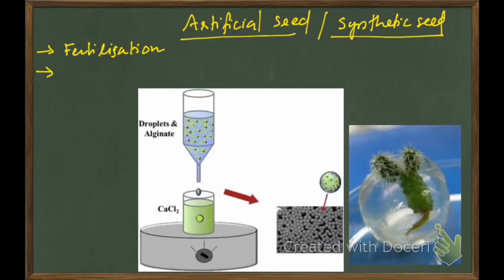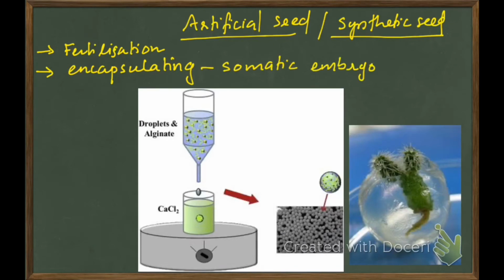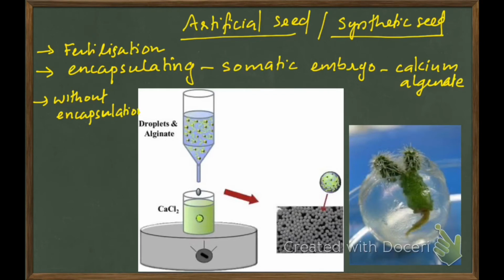Let us see how they are produced. They are produced by encapsulating somatic embryos. You know somatic embryos. We can encapsulate somatic embryos in calcium alginate. Even you can use them without encapsulation. But without encapsulation, the problem is you cannot store them. You have to use them then and there.